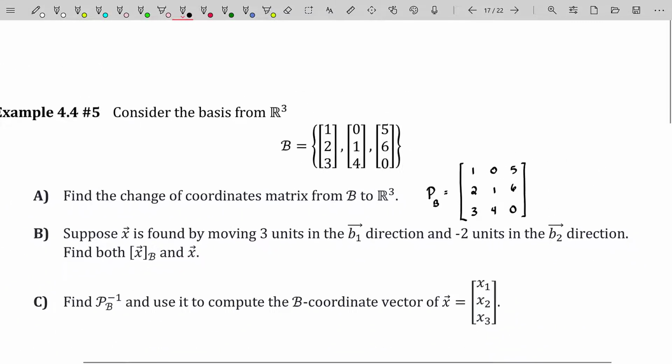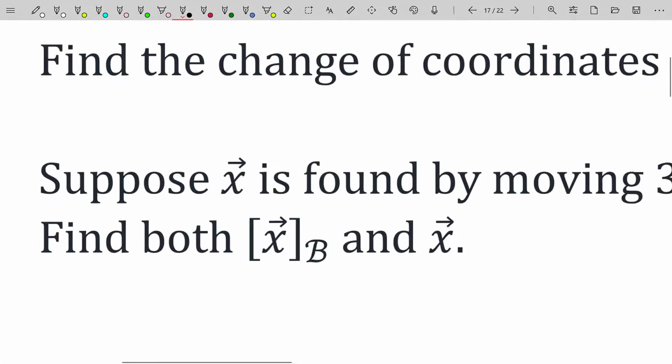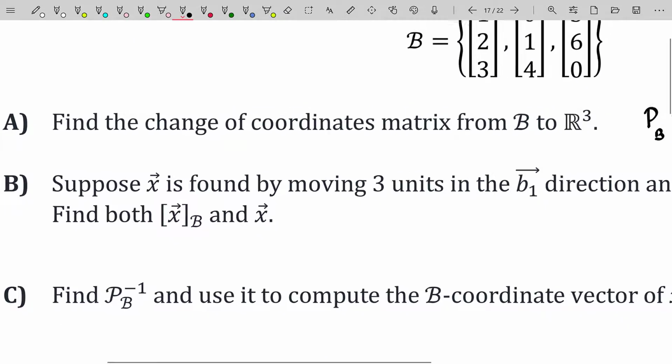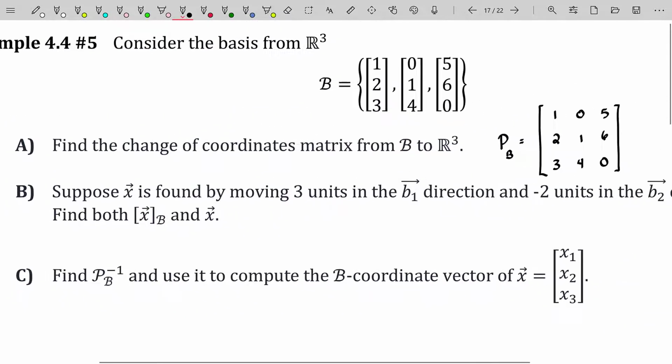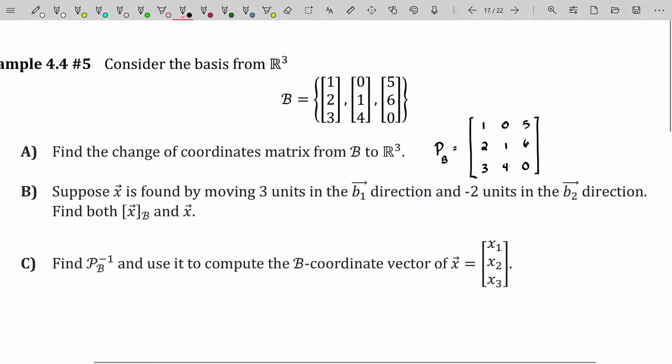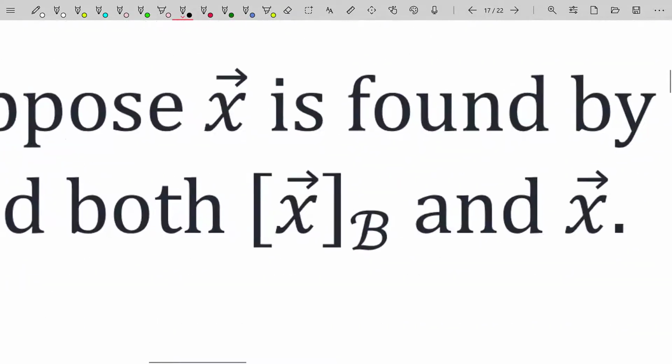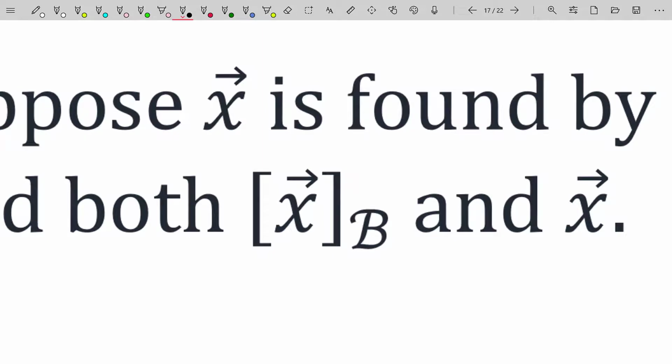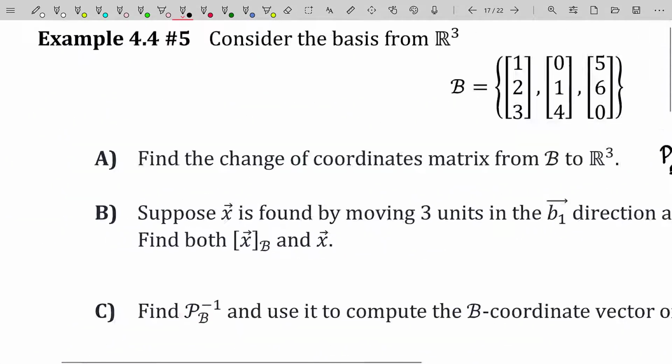There's nothing else that I need to do there. Part B is asking, suppose x is found by moving 3 units in the B sub 1 direction and -2 units in the B sub 2 direction. Find both the coordinate vector of x in terms of the basis B and also find the actual vector x.